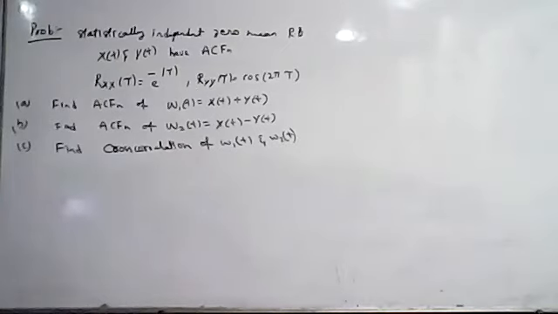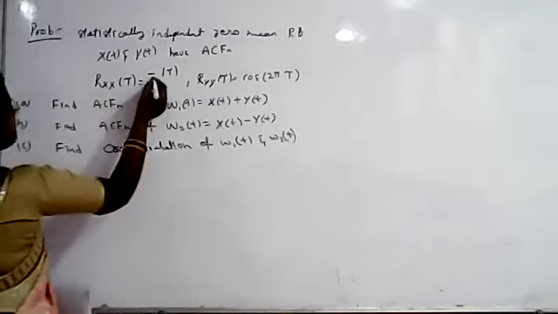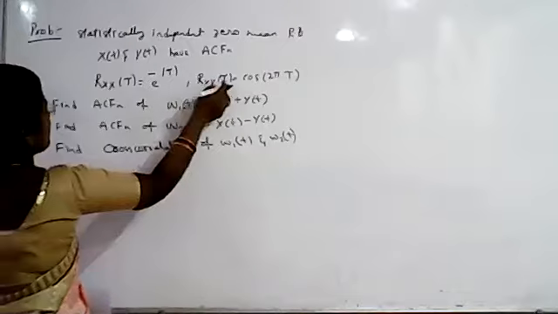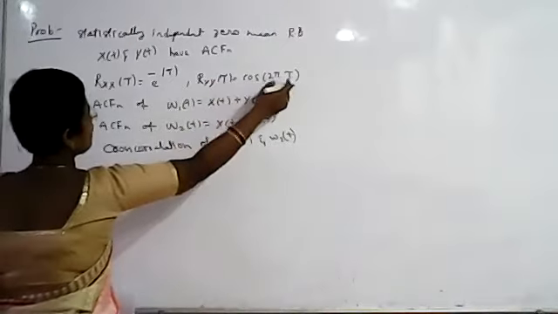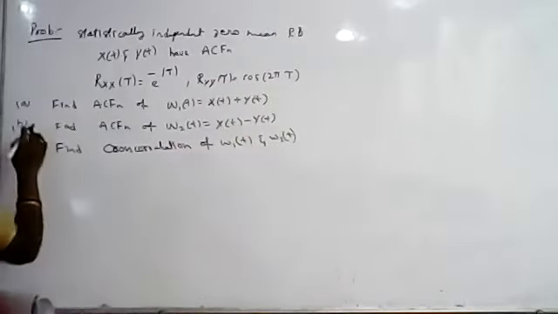The problem here is: two statistically independent zero mean random processes are given as x of t and y of t, and their autocorrelation functions are given as Rxx of tau is equal to e power minus mod tau, Ryy of tau is cos 2 pi tau.